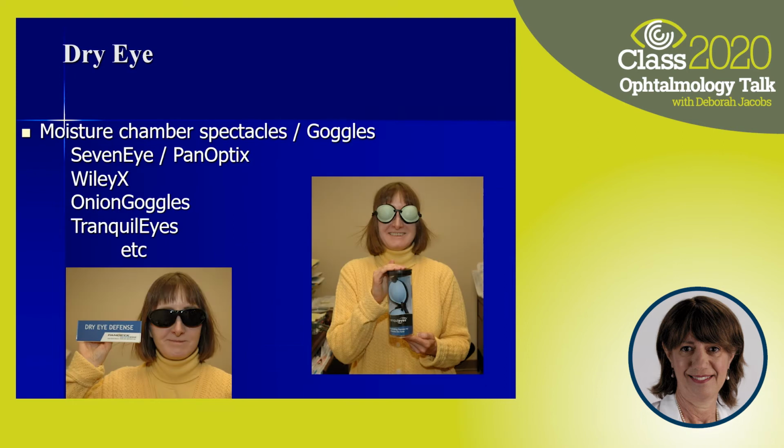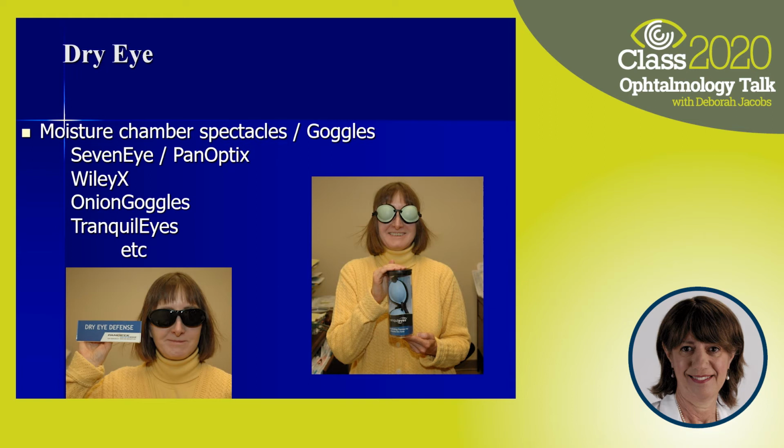Among step 2 options for dry eye are moisture chamber spectacles or goggles. These, in my opinion, are underappreciated and underutilized. The lower left shows someone using moisture chamber goggles. These are expensive ones sold by 7eye. They come in both tinted and non-tinted versions, so you can get clear ones. They have some that look more like designer Chanel glasses instead of biking glasses, so they're quite fashionable.